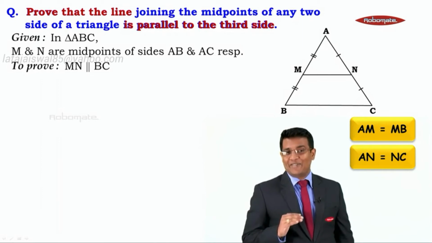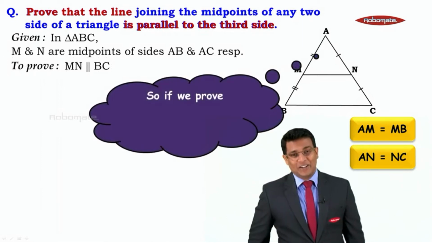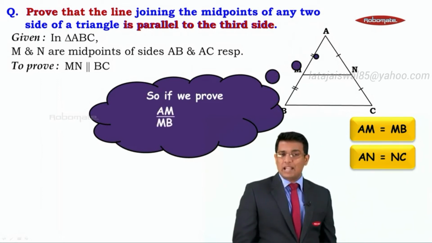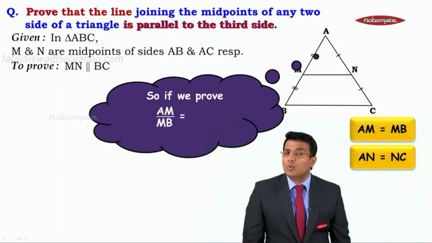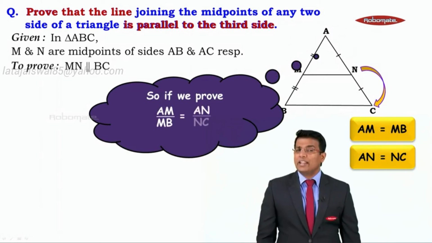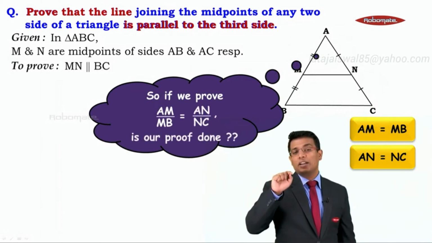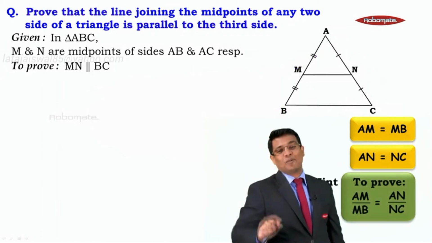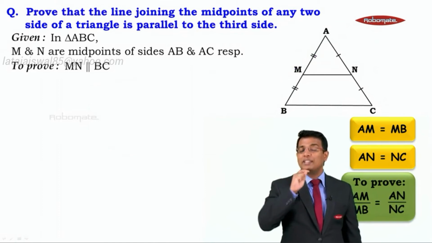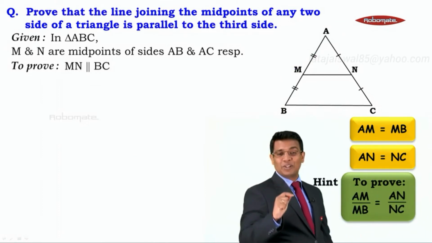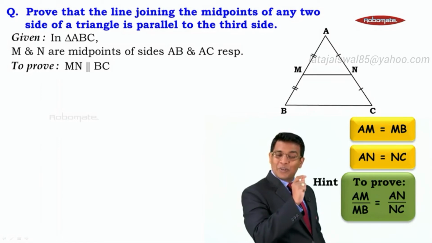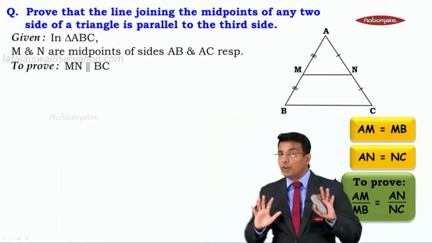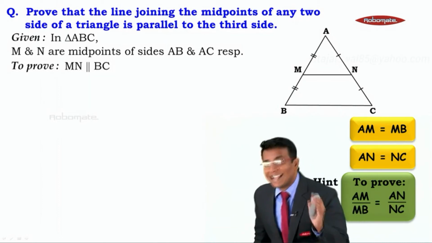Now in a triangle, when will a line become parallel to BC? So that means if we get AM upon MB, this ratio equal to AN upon NC. If I get these two ratios equal, is our proof done? That means, yes, we will get our proof, that is, we will get MN is parallel to BC. This can only happen if those two ratios, that is AM upon MB is equal to AN upon NC, and that's the hint for us to prove the sum. So we are focusing on that. We want AM upon MB is equal to AN upon NC.